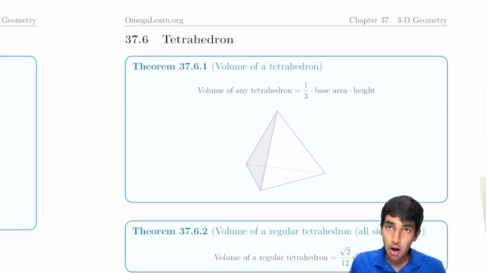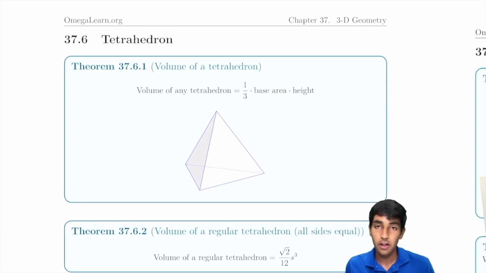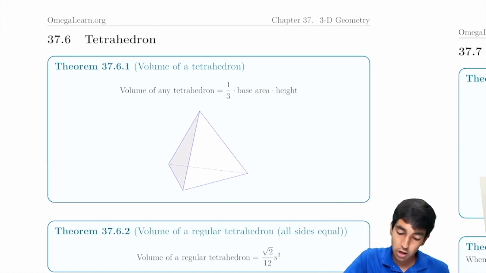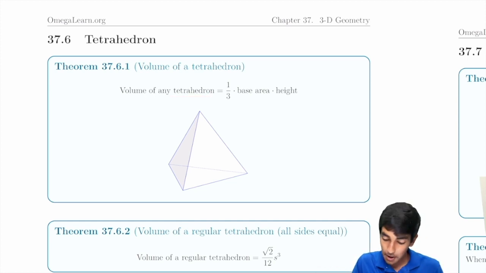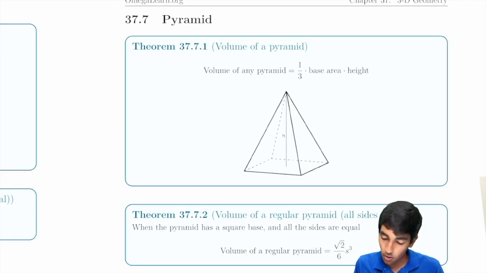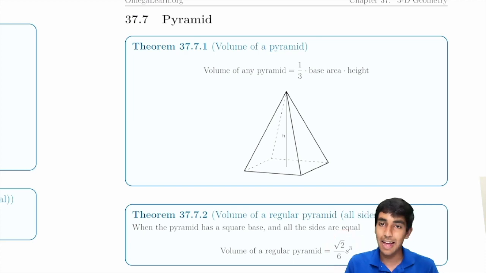Here's a formula you probably are not familiar with, and that's the volume of a regular tetrahedron is root 2 over 12 times the side length cubed. The volume of any tetrahedron is 1/3 base area times height, but for a regular one, there's a special formula, root 2 over 12 s cubed. And for a regular square base pyramid with all sides equal, it's root 2 over 6 times s cubed.